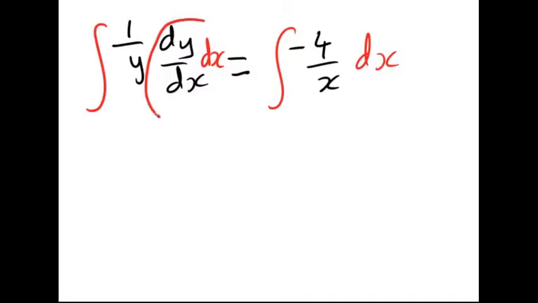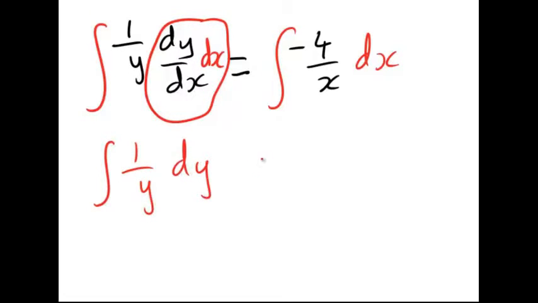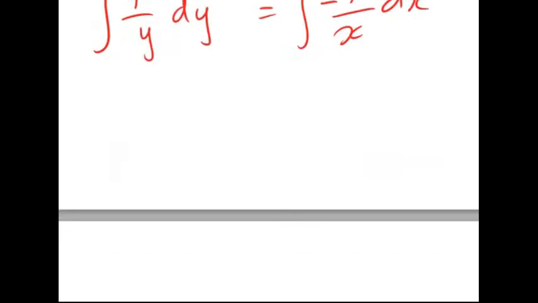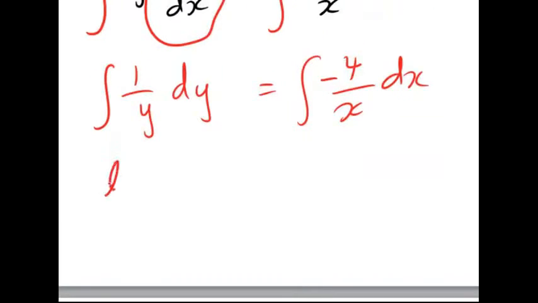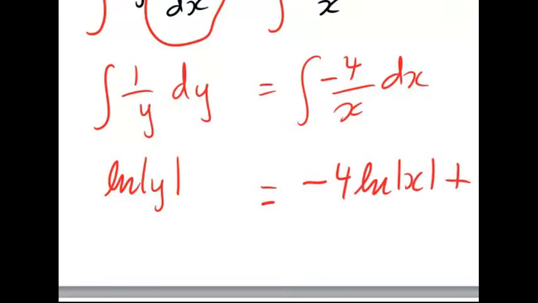And remember that when we get an expression like this, dy dx, that's just going to give us the integral of 1 over y dy. And on the right hand side we had the integral of negative 4 divided by x with respect to x. So working these out, that's going to give us ln modulus of y equal to negative 4 times the natural log of modulus x plus c. We need to make y the subject of this equation.